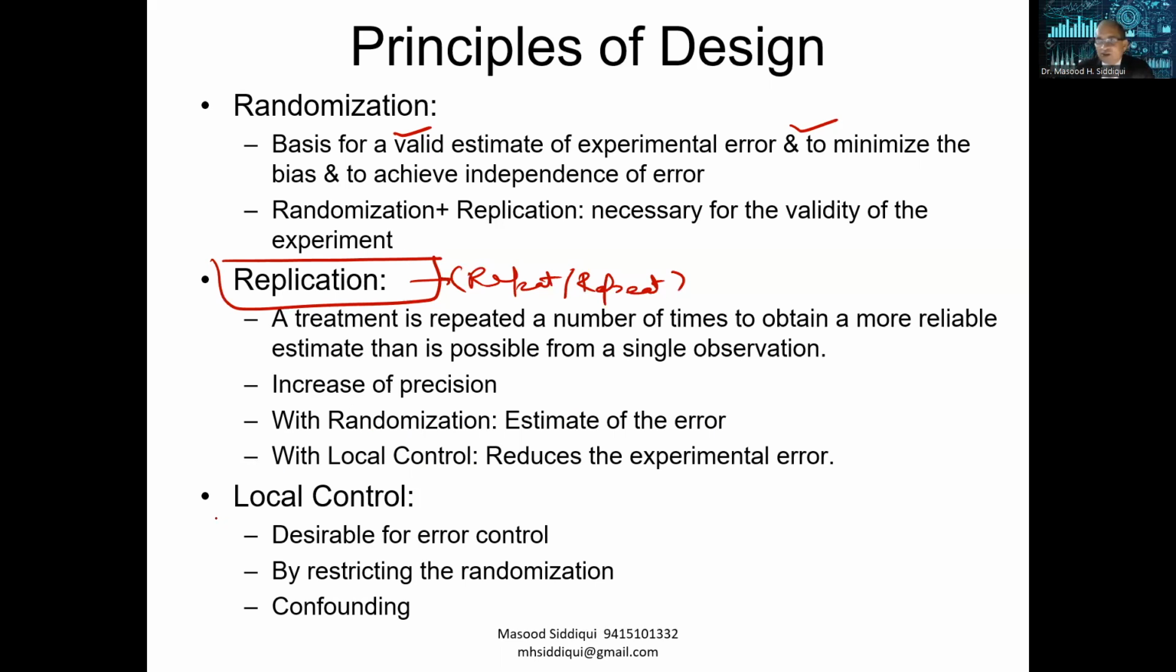The third one is the control of the error, which is known as local control. It is used when error control is desirable. And how is it done? Obviously, if we have to achieve something, we have to sacrifice something. So we restrict the randomization. So far, we have been considering full randomization. Now here, we restrict the randomization, and it gives us local control. Confounding is also a method where we can confound more than one factor, so that can be a method to achieve local control, or control of the error.